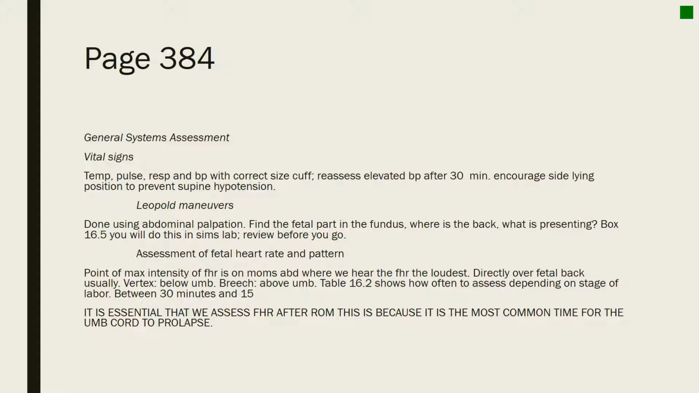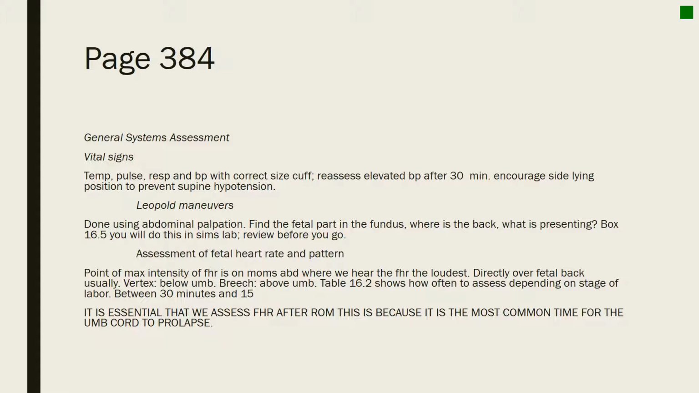Assessment of fetal heart rate and pattern. The point of maximum intensity of the fetal heart rate is on mom's abdomen where we hear the fetal heart rate the loudest. It's usually right over the back. If the baby's vertex, it's going to be below the umbilicus. If it's breech, it's going to be above. Table 16-2 shows how often to assess. Depending on the stage of labor, it's between 15 and 30 minutes.